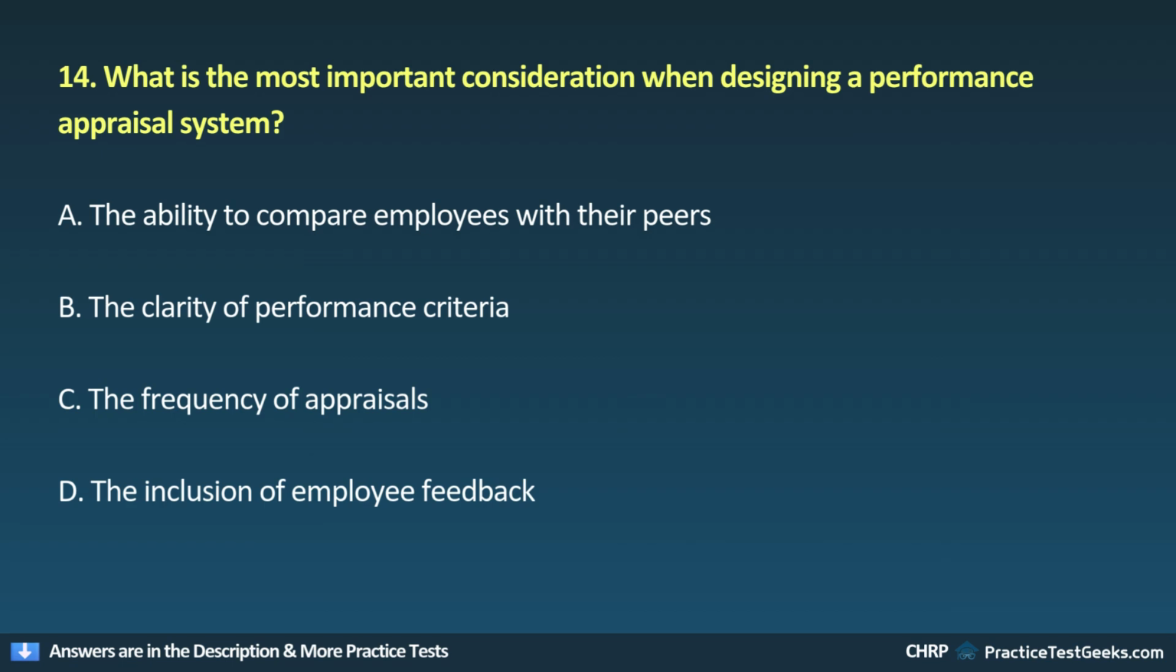14. What is the most important consideration when designing a performance appraisal system? A. The ability to compare employees with their peers. B. The clarity of performance criteria. C. The frequency of appraisals. D. The inclusion of employee feedback.